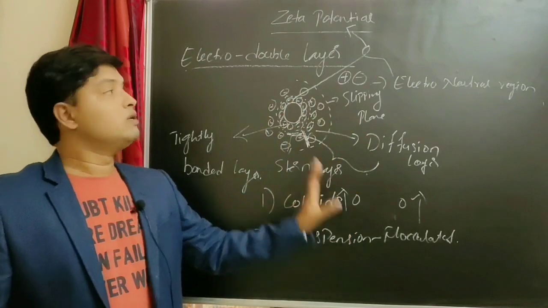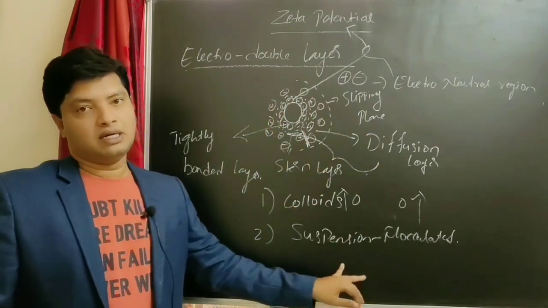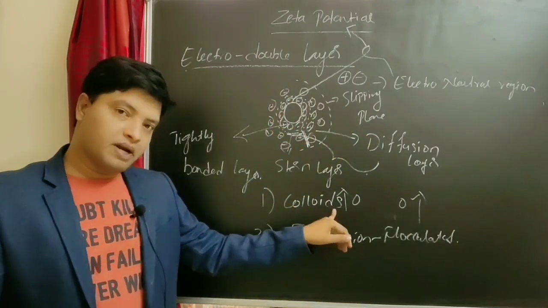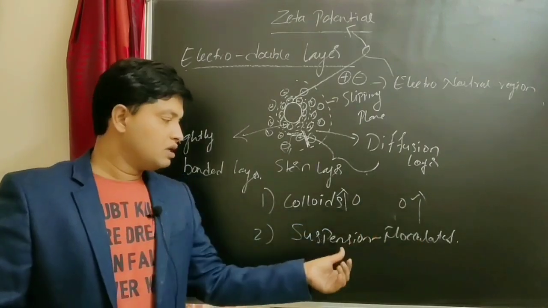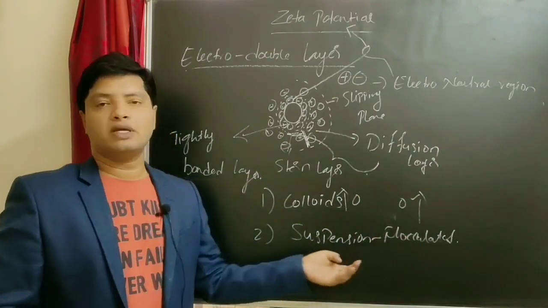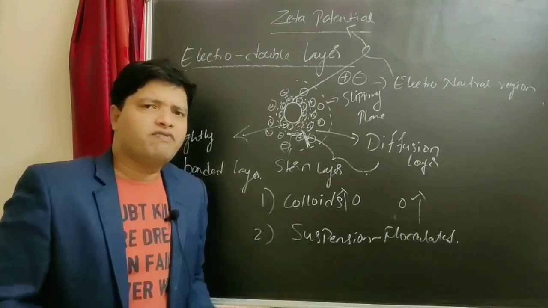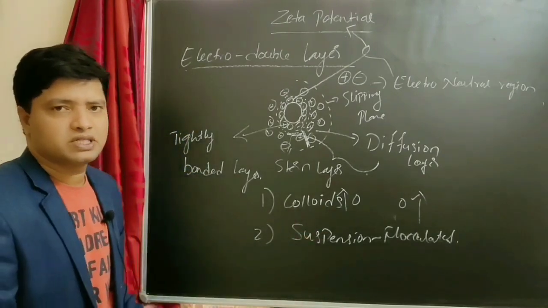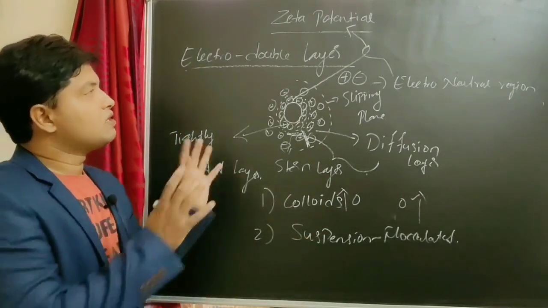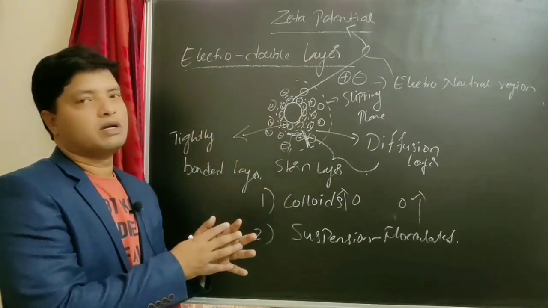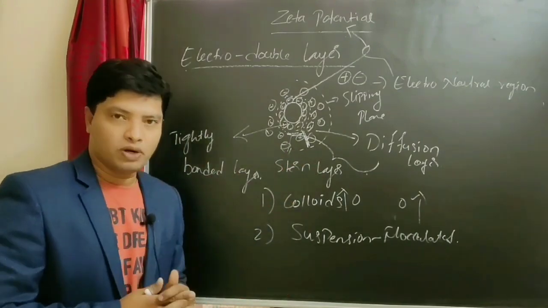Okay, this is how you can use zeta potential in case of colloids and suspension. Colloids, you want to stabilize the colloids, use more zeta potential. If you want a flocculated system, use less zeta potential. If you want deflocculated, no problem, use more zeta potential. So this is how we can understand what zeta potential, the electrical double layer, and the charge on the particle are. I hope you understand. Thank you.